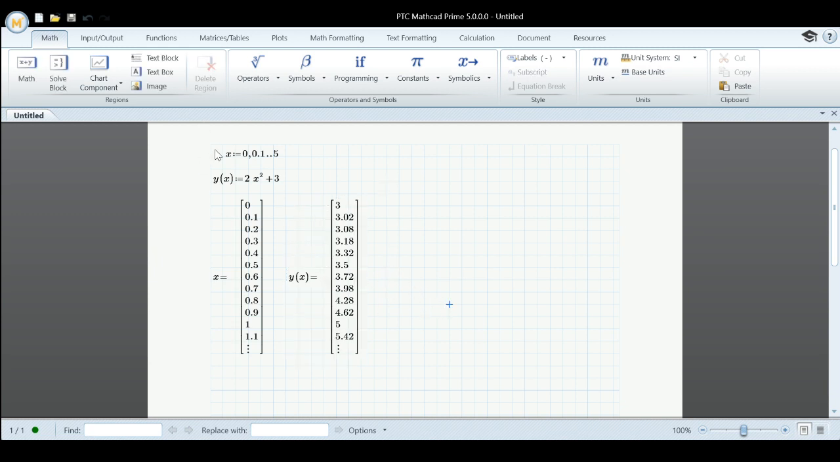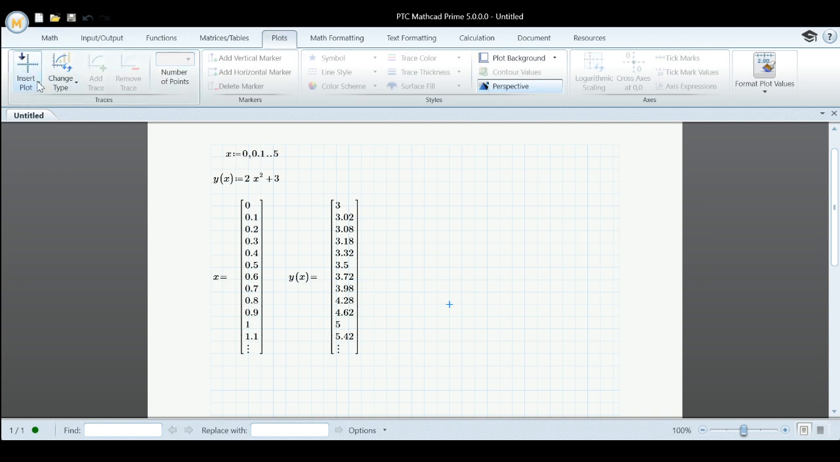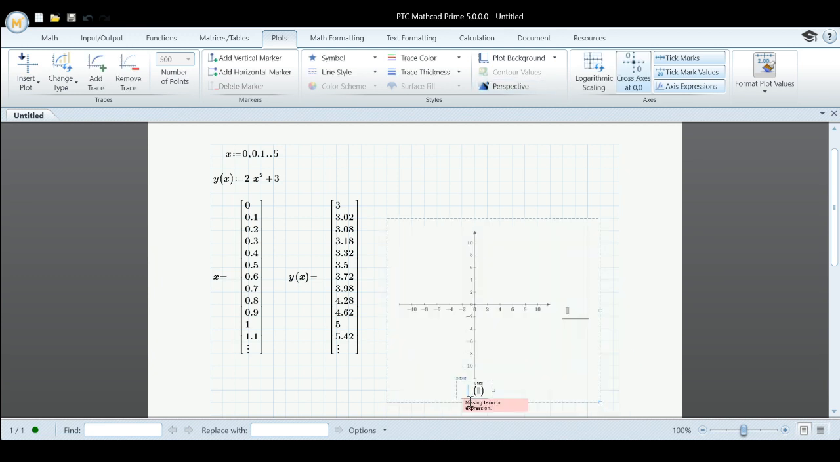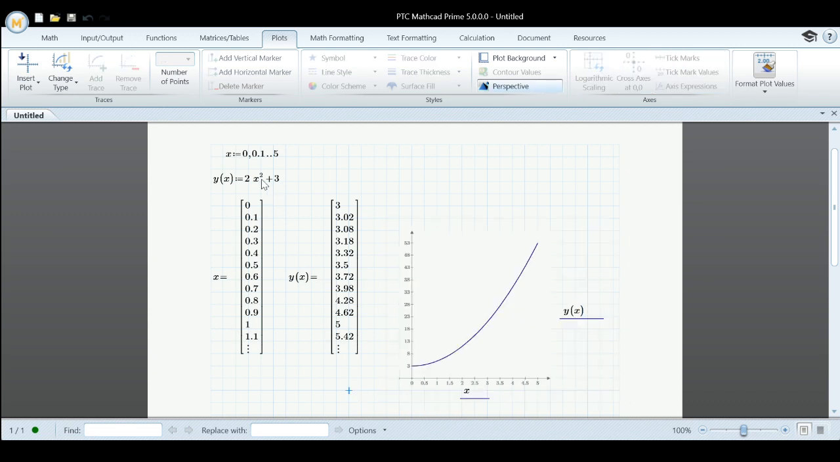Now you want to plot y versus x. So go to plots, insert plot, xy plot. Just from here. So in the x-axis you put x. In the y-axis you say y parenthesis x. You see, it's a parabolic equation and goes as a parabolic curve. Okay. Now this is very beautifully done.